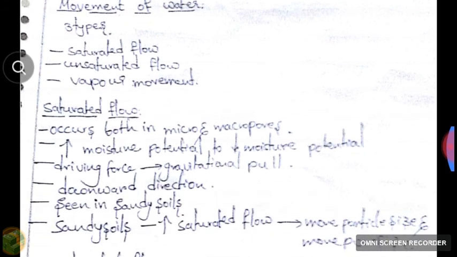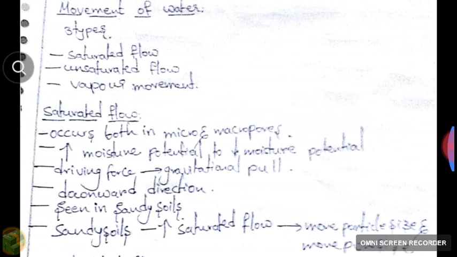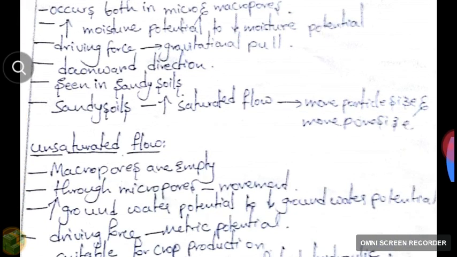We saw in detail what is saturated flow. It occurs both in micro and macropores, from high moisture potential to low moisture potential. Driving force is gravitational pull. It occurs in downward direction, seen in sandy soils because of the large particle size and pore size of sandy soils.